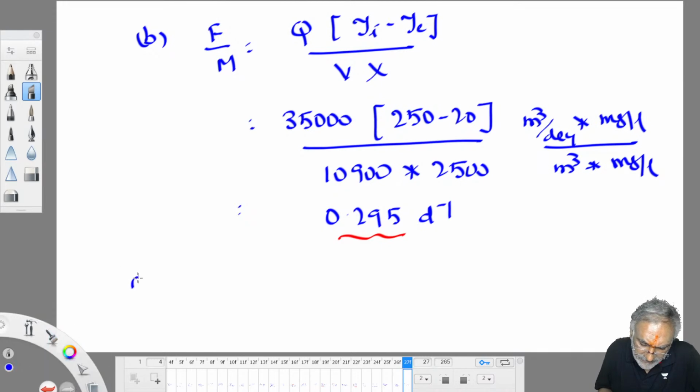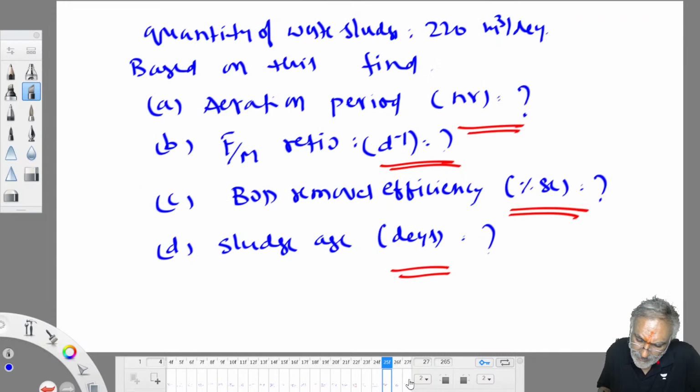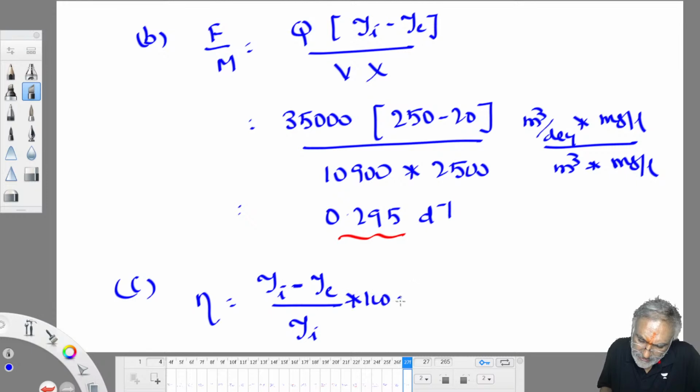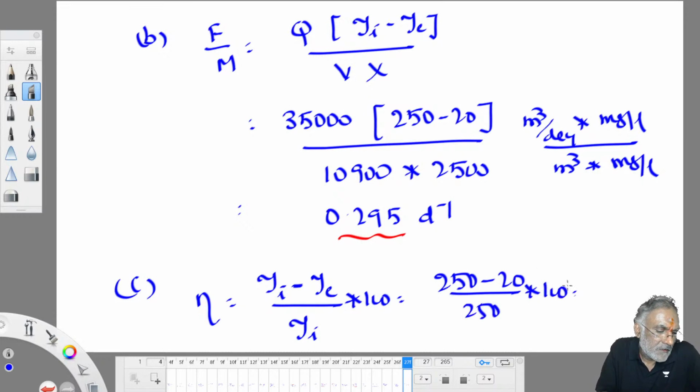Third question, C. What is C? BOD removal efficiency. That is so simple. BOD removal efficiency is equal to Yi minus Ye by Yi into 100. So it is 250 minus 20 by 250 into 100. Come on, work it out. So it is 92%. This is the answer for the third question.